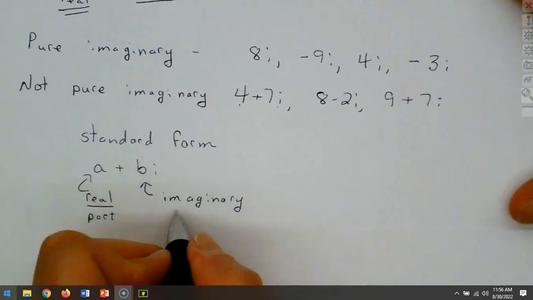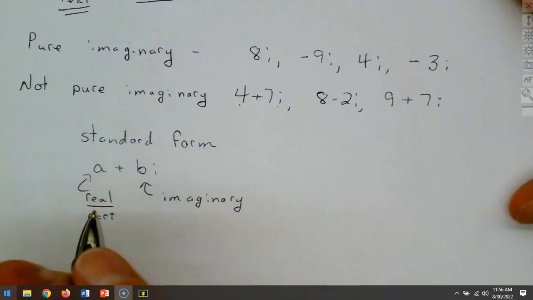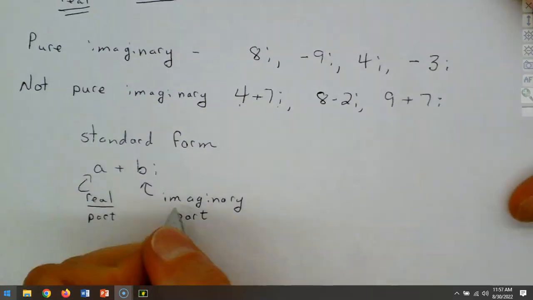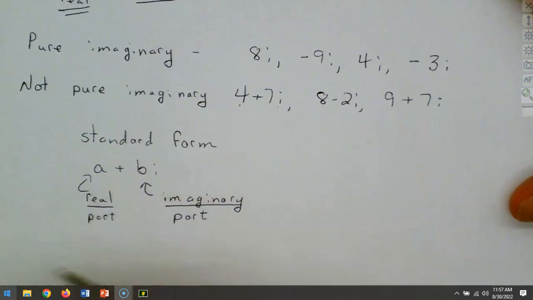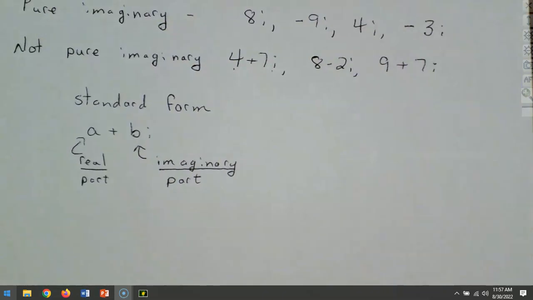So we can break these up into a real part, separated by addition or subtraction, and the imaginary part. So they have a real part and an imaginary part. Now, when we work with numbers that are non-real, we have to write them in standard form. So that's what we're going to be doing on the next 3 questions.